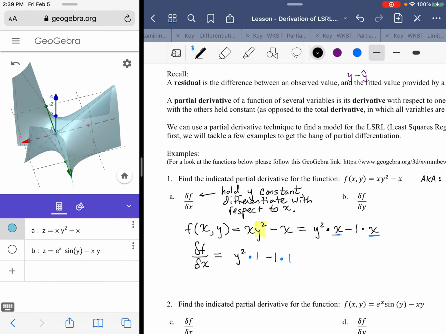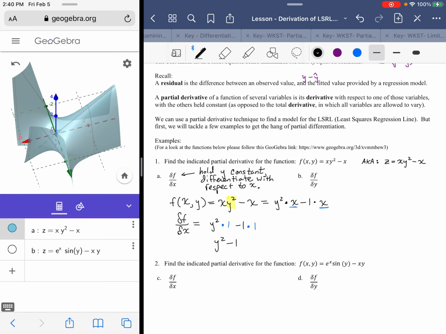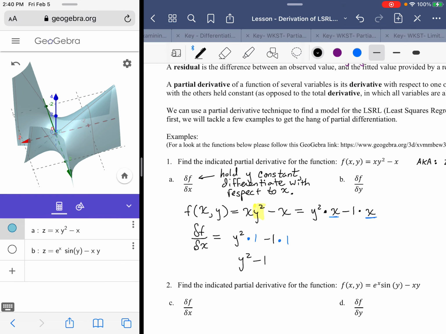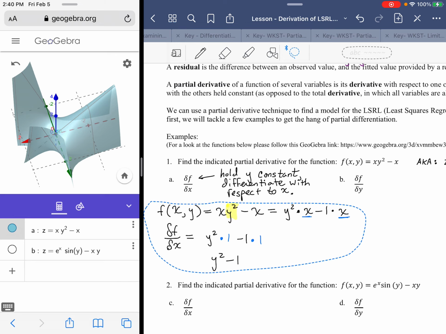Clean it up, and we have the partial derivative here of y squared minus 1. So basically, only differentiate the x portion of each term. There are exceptions to that because sometimes you get into product rule and quotient rule and all that stuff, but that's the general idea.